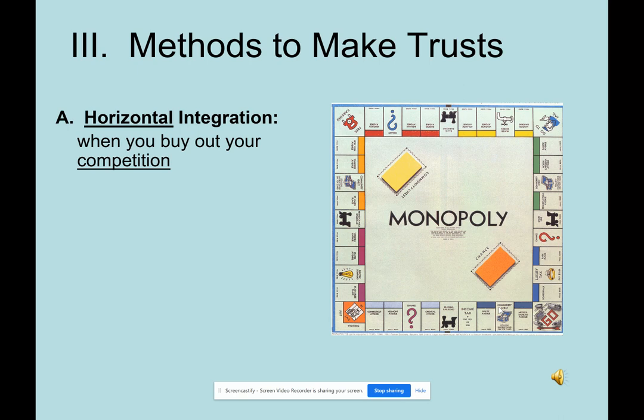If In-N-Out bought out Five Guys, or even McDonald's, if you want to think about it that way. Okay, so horizontal integration, you buy out your competition. Now everybody who is buying that shoe or that hamburger has to come purchase from you. Okay, so that's horizontal integration. That's one way to make a trust.